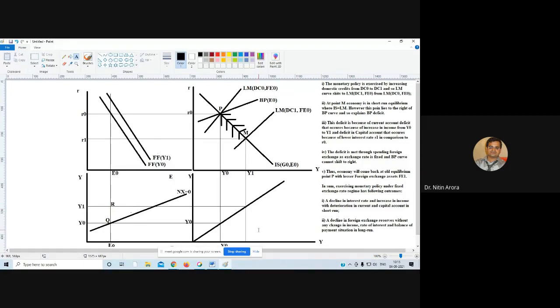Right now, I hope this thing is clear to you people: how there is no effectiveness of monetary policy in long run when economy is following the policy of fixed exchange rate and partial capital mobility.